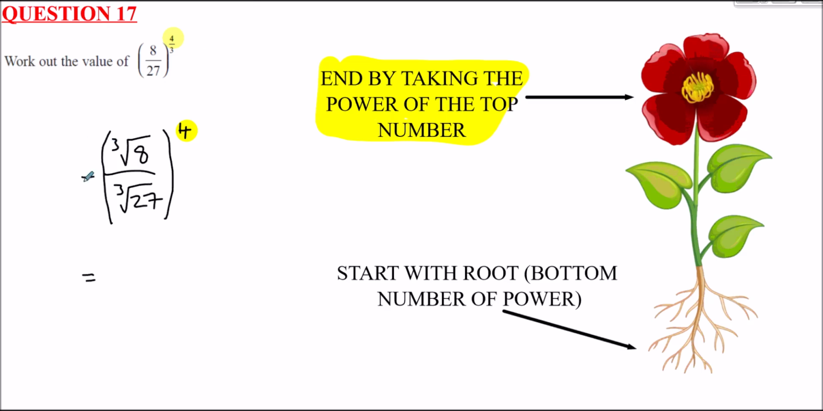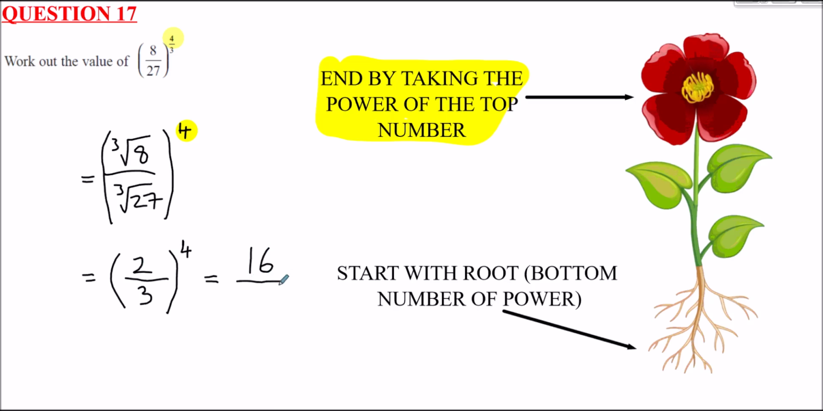Anyway, so cube root of 8, what number multiplied by itself 3 times gives us 8? Well, that number would be 2, because 2 multiplied by 2 multiplied by 2 gives us 8. In the same way, the number multiplied by itself 3 times to give us 27 is 3. 3 cubed is 27. So we've done the cube roots. We now do both numbers to the power 4. So the top, 2 times 2 times 2 times 2. 2 times 2 is 4. Multiplied by 2 again is 8. Multiplied by 2 for the 4th time gives us 16.